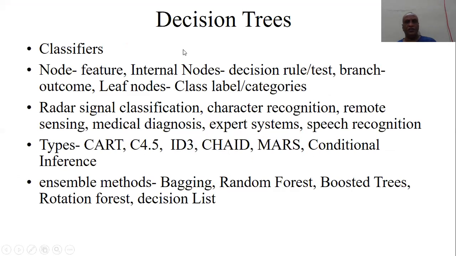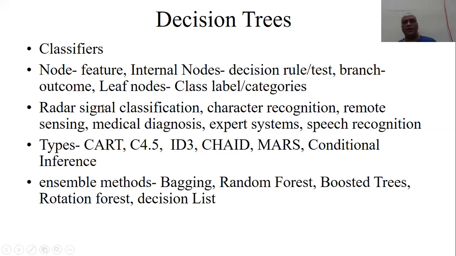Decision trees consist of internal nodes, branches, and leaf nodes. The internal nodes will have decision rules. The branches will have the outcomes. The leaf nodes will have the class labels or categories.